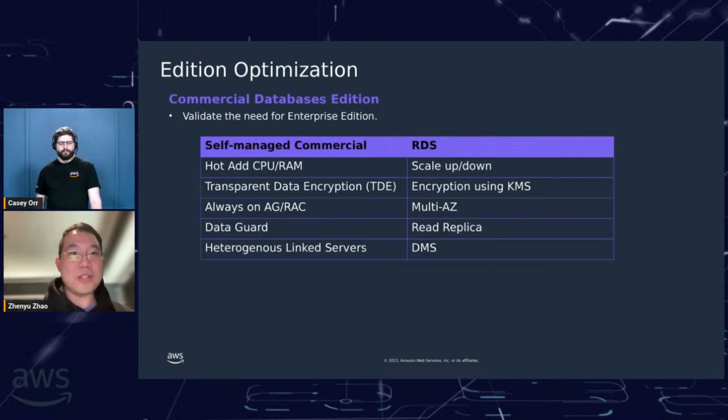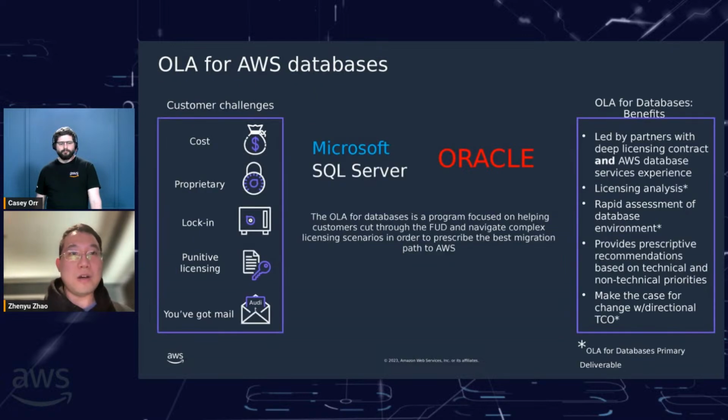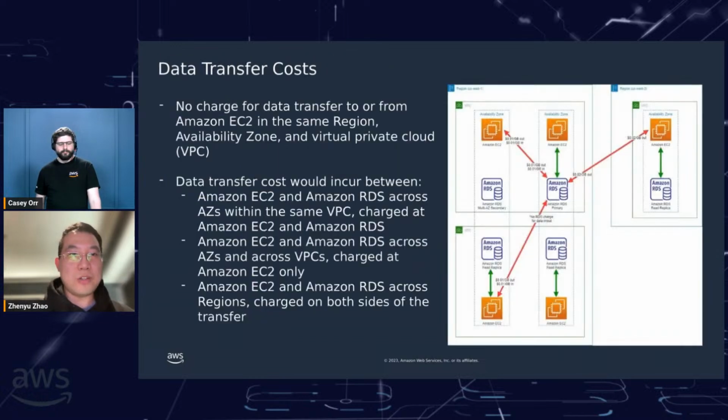And this is a side-by-side comparison of the architectural patterns that you can use to meet the requirements of some features that are only provided by, for example, SQL Server Enterprise Edition. Also, from the license perspective, we have another mechanism called OLA that can help you look at your license cost and optimize what you need to lower the TCO of your RDS environment. If you are interested, talk to your AWS account team.